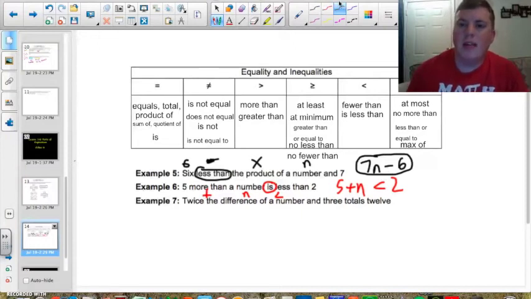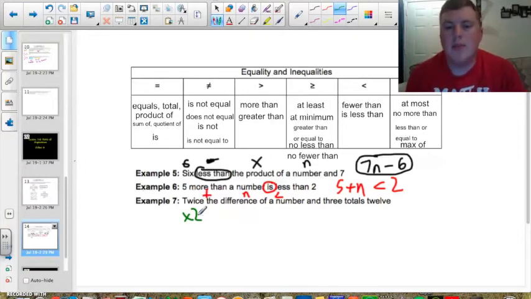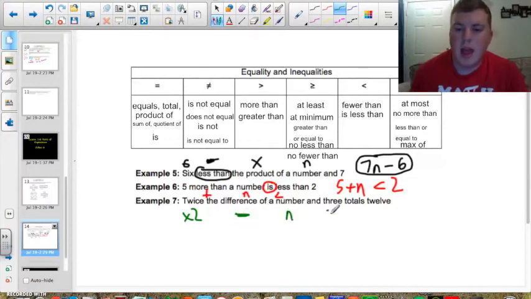All right, one more example together. Twice the difference. So twice, remember, was one of those multiplication words. Specifically, twice means that we are multiplying by 2. So we're multiplying by 2. That's something that for some reason throws students off every year. Anytime you see twice, anytime you see double, it means you're multiplying by specifically 2. So we want twice the difference, which is subtraction, of a number and 3. And it says it totals, so that's going to be equals 12.